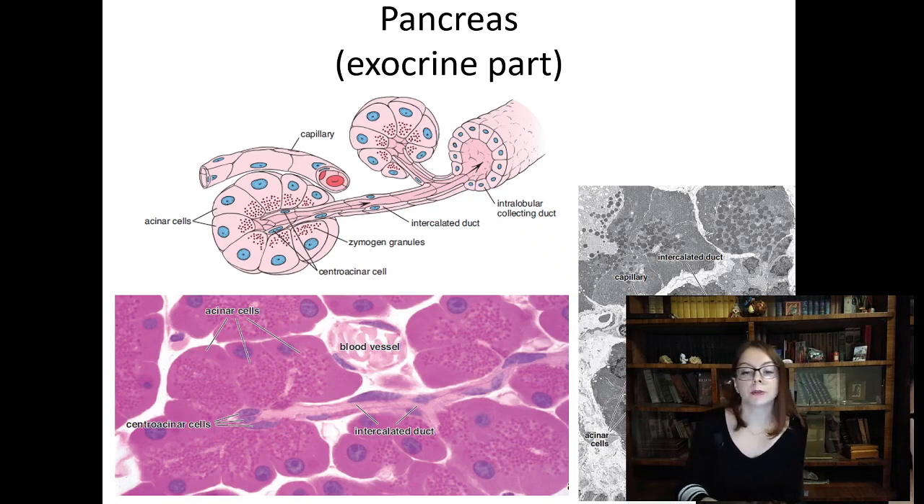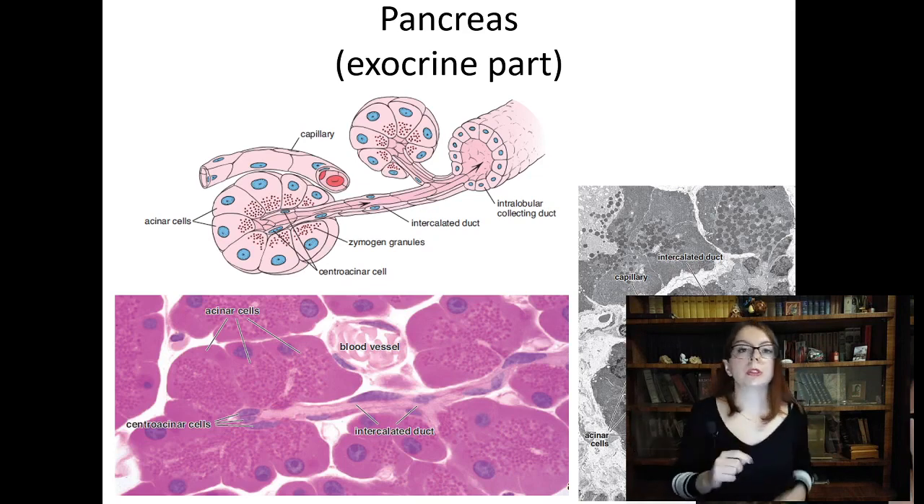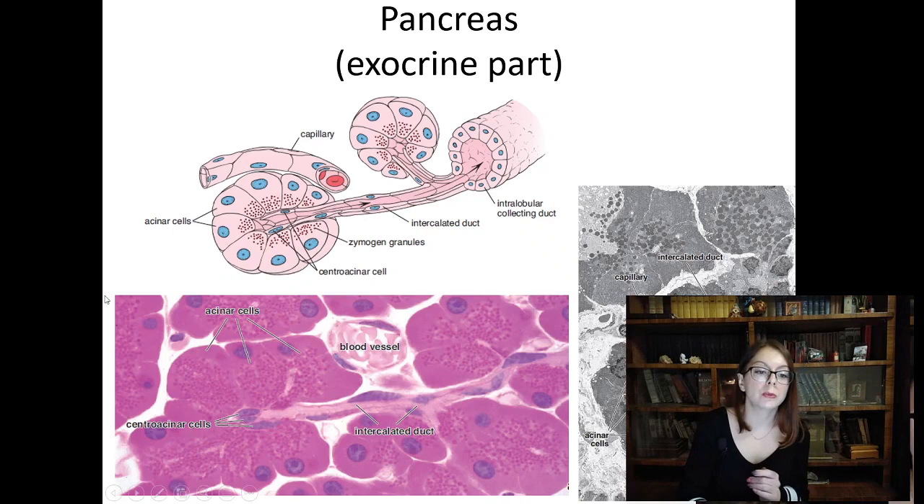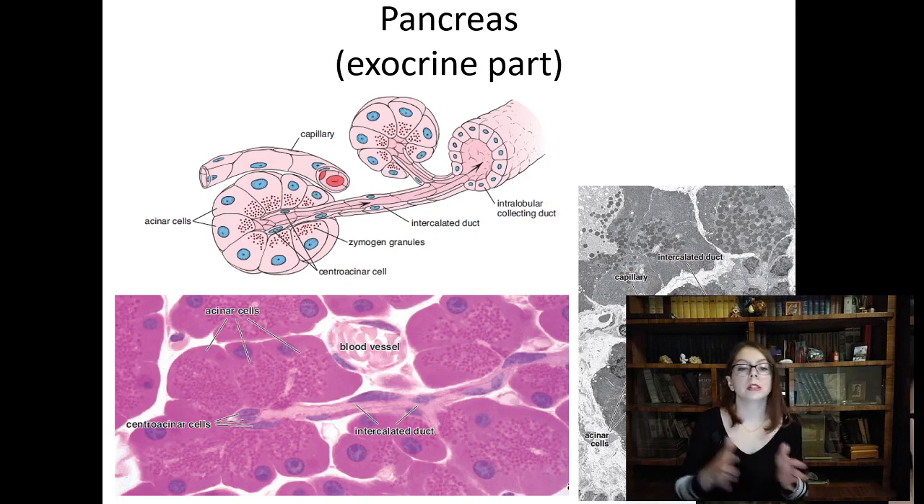So here we have to remember about enteroendocrine cells, also from the previous lesson. You remember they were producing secretin and cholecystokinin. So first, secretin works to stimulate those centroacinar cells to produce bicarbonates and water. Those elements are needed in the duodenum to neutralize the acidic pH of the chyme coming from the stomach.